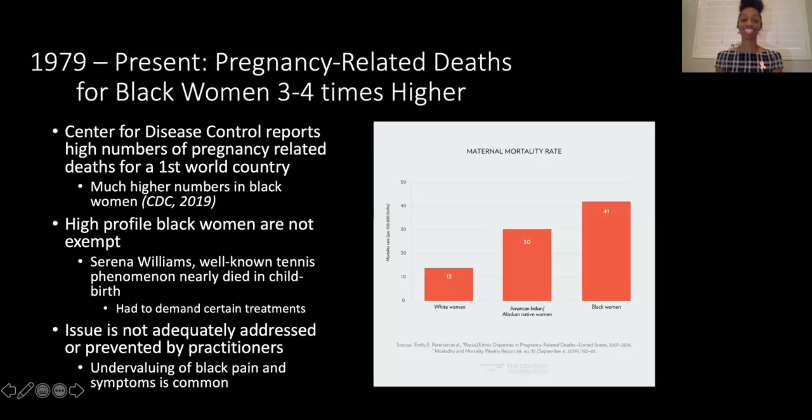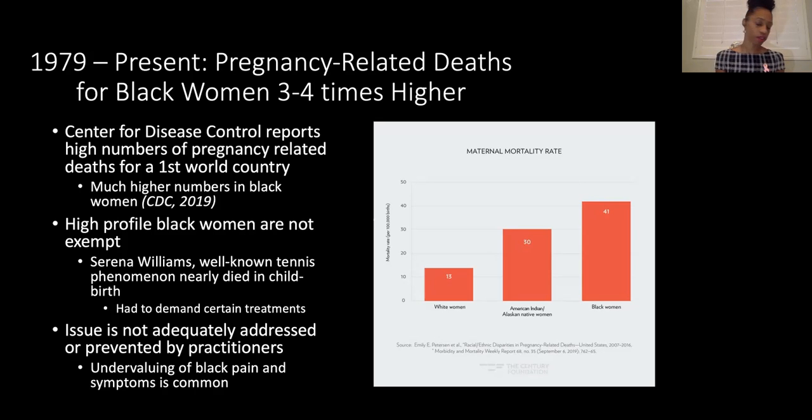In 1979 through the present, we now talk about Black women having a higher rate of pregnancy-related deaths, 3 to 4 times higher. And this is reported by the Center for Disease Control. And these particularly high numbers are related to a first world country like the United States that doesn't have disease and illness that cannot be treated, such as polio or other sorts of gastrointestinal issues in other countries. So we're a developed world, and we're still having our women dying at rates that are similar to underdeveloped countries.